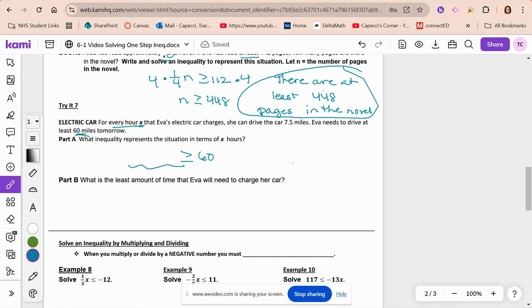Well, x is the number of hours. For every hour that she charges it, she can drive 7.5 miles. So we're going to have to take 7.5 miles and multiply it by the number of hours that it's charged. Okay? And solving that, again, I'm going to divide both sides by 7.5, get my x by itself. And we have x is greater than or equal to 8. So Eva, if she's going to go that 60 miles or more, needs to charge her car for 8 or more hours.